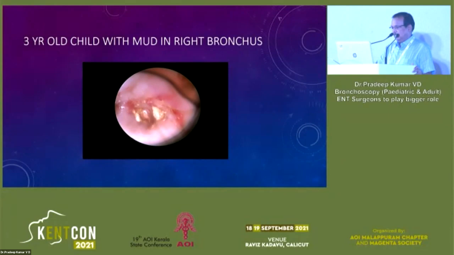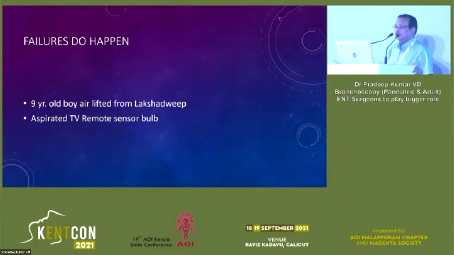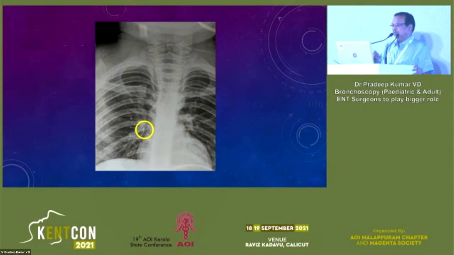Failures do happen. This is a child just airlifted from Lakshadweep, who had aspirated a TV remote bulb. This is the X-ray which I showed you. It was picked up by the general practitioner there, and I really complimented him. So I decided to do the bronchoscopy.